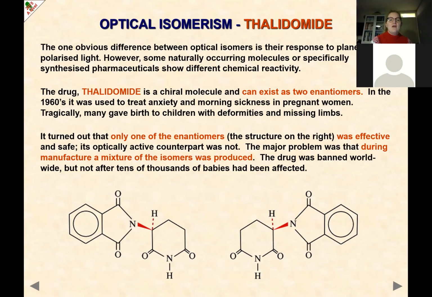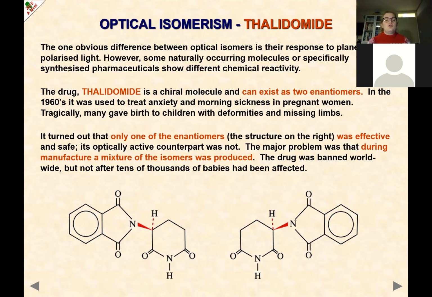Quick chat about thalidomide, which we talked about before. One obvious difference between optical isomers is how they respond to plane polarized light, but they can also affect our bodies biologically and show different chemical reactivity. Thalidomide, like we spoke about last week, is a chiral molecule and can exist as two enantiomers, so it's an optical isomer. In the 1960s, it was originally formed to treat anxiety, but was also used for morning sickness in pregnant women.